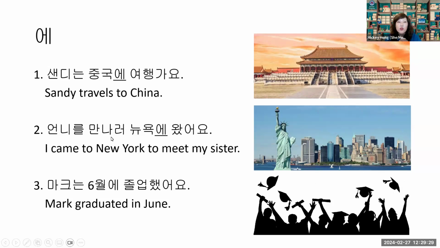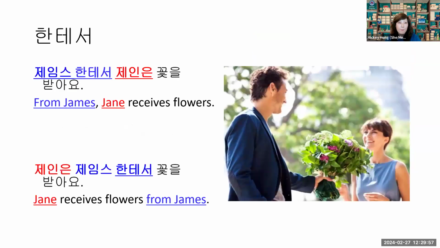Let's review 에, which is to a location. That's the final destination. 샌디는 중국에 여행 가요. 언니를 만나러 뉴욕에 왔어요. And of course, 에 can also be used with a time element. 마크는 6월에 졸업했어요. Also, 에 is used with verbs of existence or static adjectives like 많다, 있다, 없다.